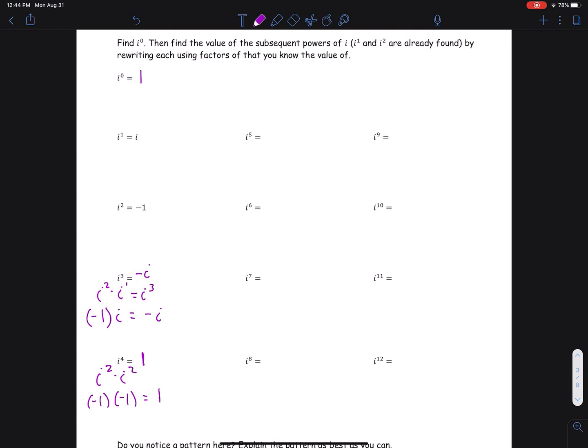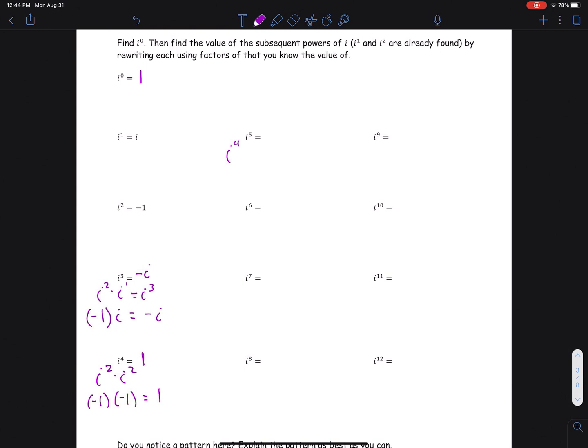I'm going to do a couple more so you guys can see the pattern of what we're doing. i to the fifth, writing that as factors that I know. Let's do i to the fourth. And you could choose anything. You could choose i to the second and i to the third. I'm just trying to choose the easiest numbers I want to work with.